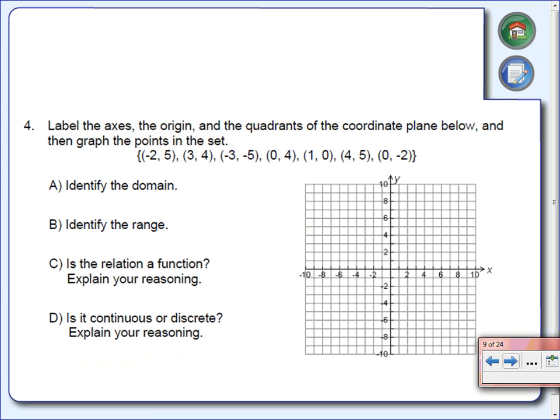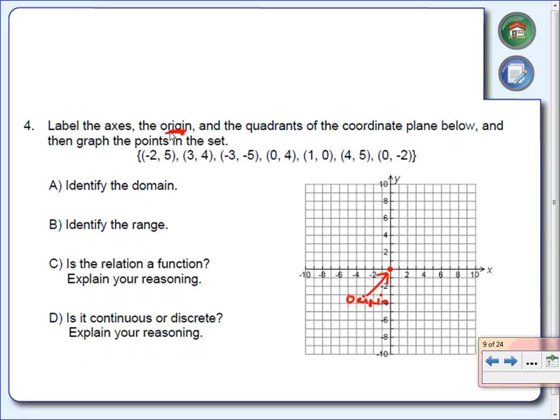The next thing they want us to do is label the origin. Anybody remember where the origin's at? The origin. 0. It's at 0, 0. So let's go ahead and label this point right here. That right there is called the origin.